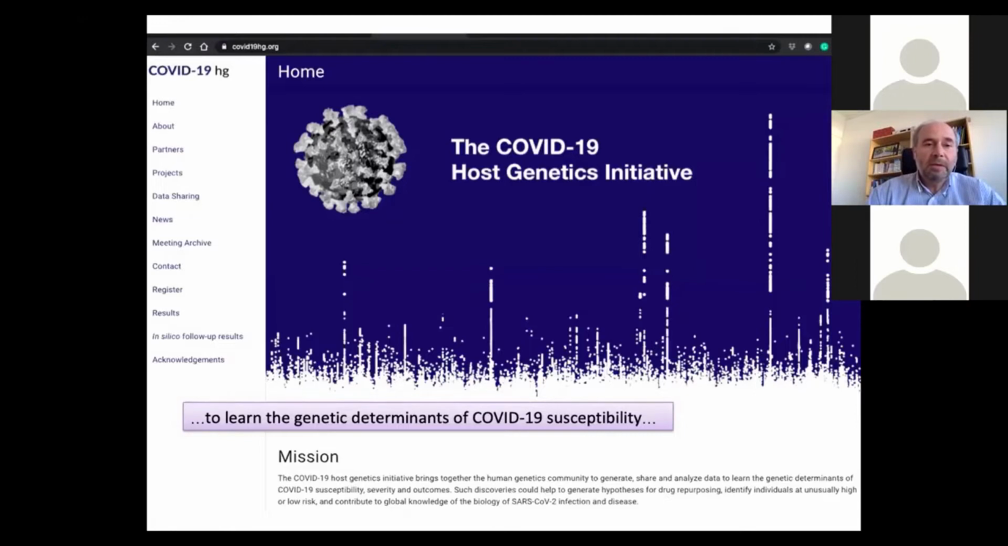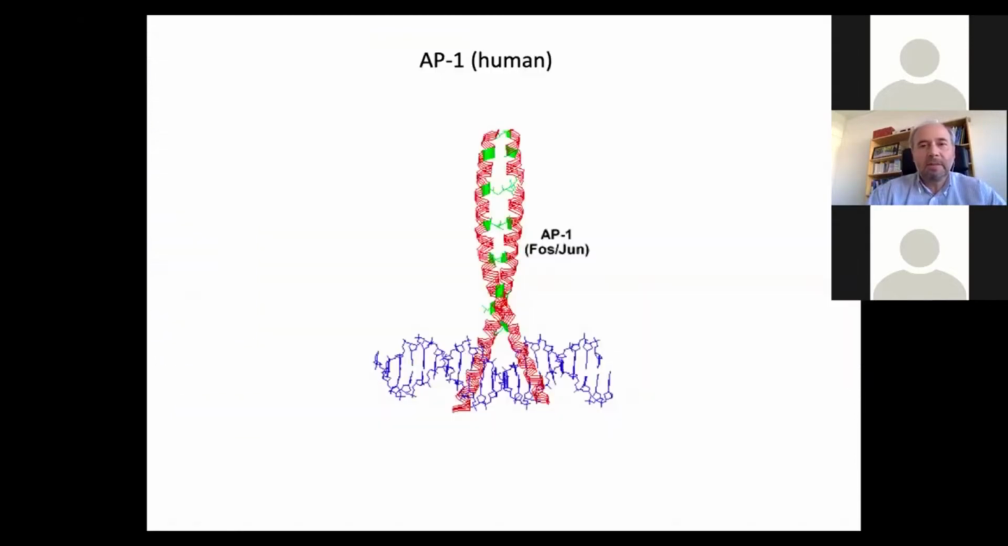So we use data from this very nice website where several groups started to collect genome-wide association studies and analyzed that data to determine genetic determinants of COVID-19 susceptibility. So basically, the predisposition of people to be ill or severely ill from this COVID infection. We'll use this data today to demonstrate how we can analyze regulatory SNPs.